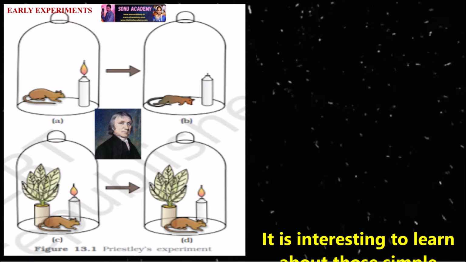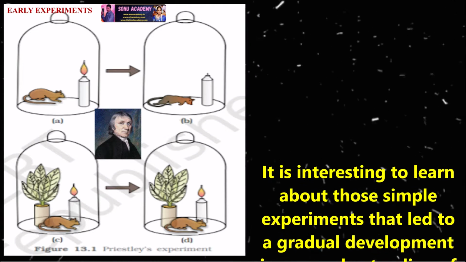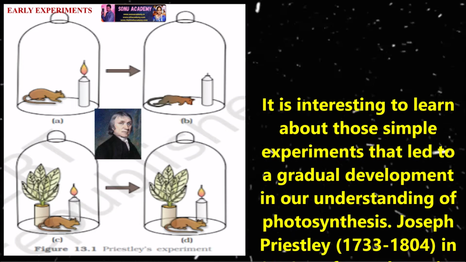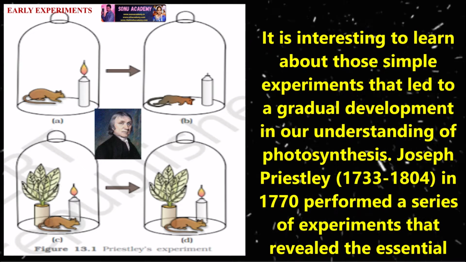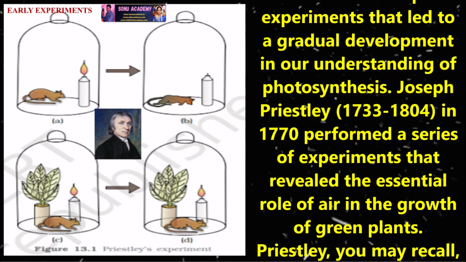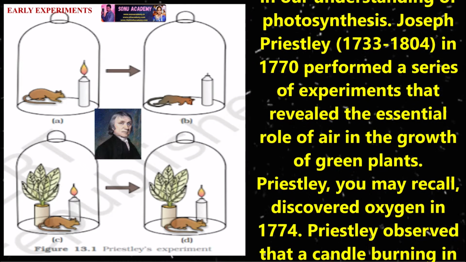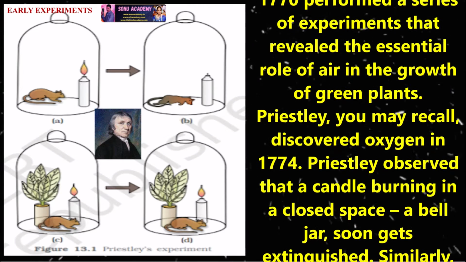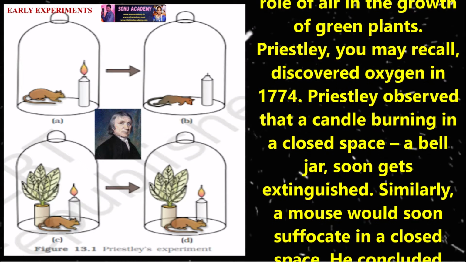Let us see the earlier experiments once again. It is interesting to learn about those simple experiments that led to a gradual development in our understanding of photosynthesis. Joseph Priestley, 1733 to 1804, in 1770 performed a series of experiments that revealed the essential role of air in the growth of green plants. Priestley, you may recall, discovered oxygen in 1774.